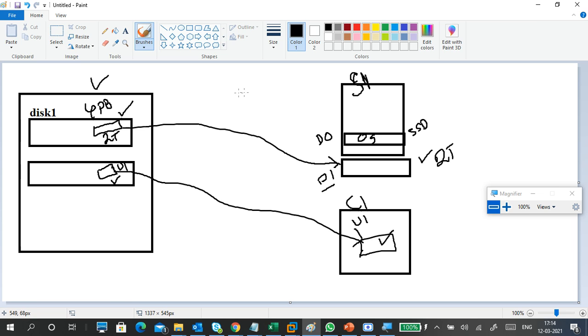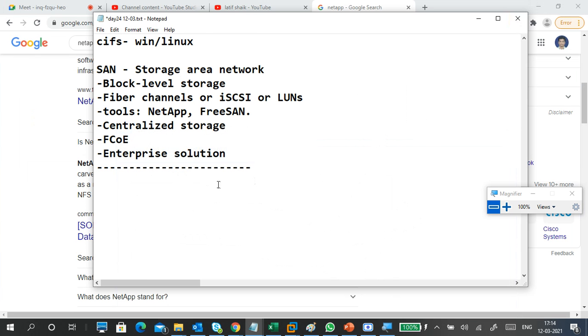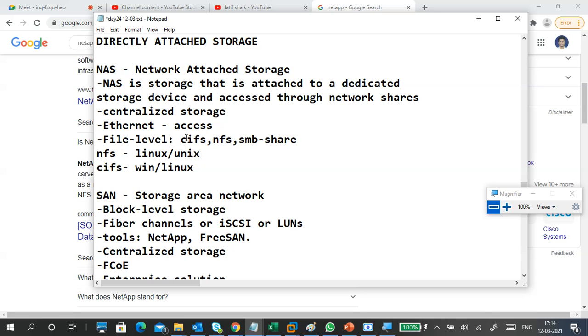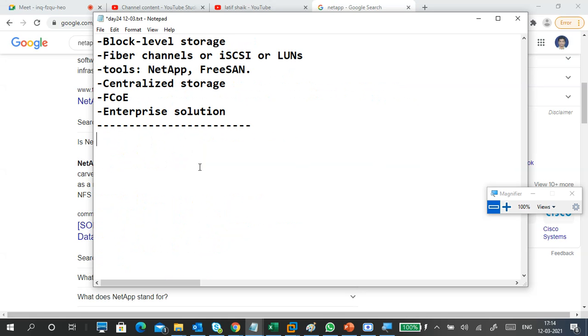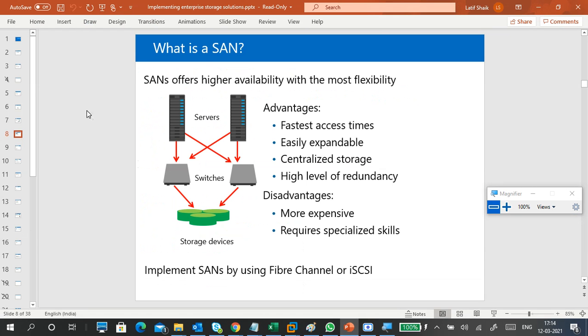So SAN follows block level storage, NAS follows file level storage. That's it. And there are a lot of things: there is raw storage, there are servers which maintain the SAN, and there are switch connections. If in case one path fails, it will connect through another path. That's why high level redundancy is also there.